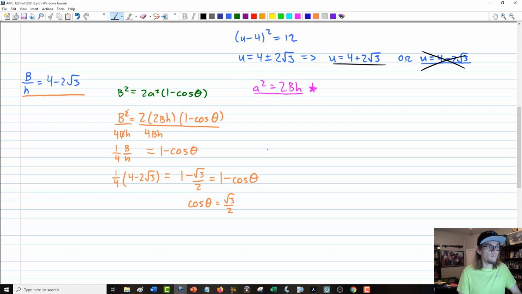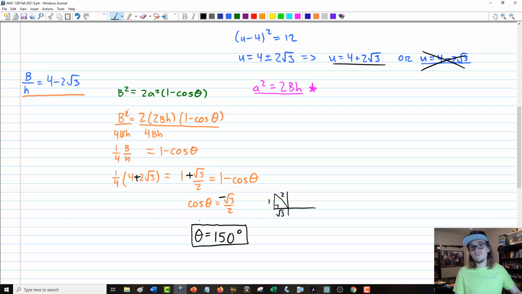We need to choose the positive one. Fortunately for us, we can make a quick switch. I'll make that a plus. This will become a plus as well, because all we're doing is changing the sign of that bit. When we do, we get that cosine of theta is equal to negative root 3 over 2. And this is the fun part. Cosine is equal to negative root 3 over 2. Root 3, 2, 1: this is a 30-degree reference angle, and in quadrant 2, that means that theta is equal to 150 degrees.